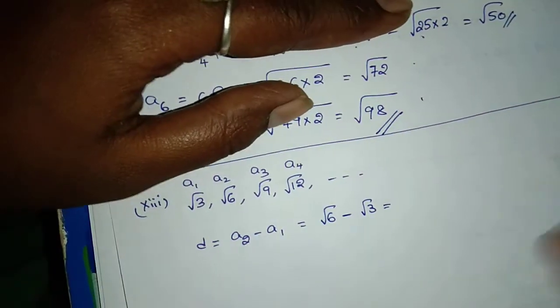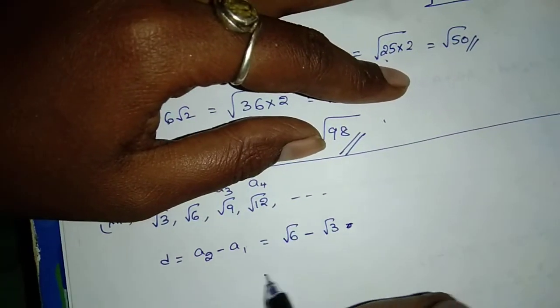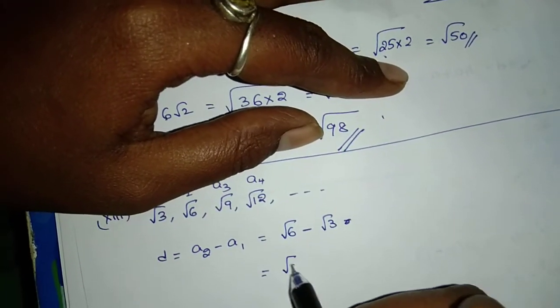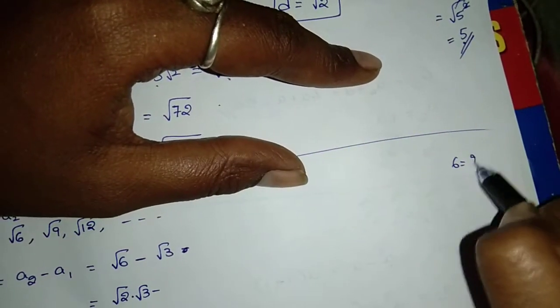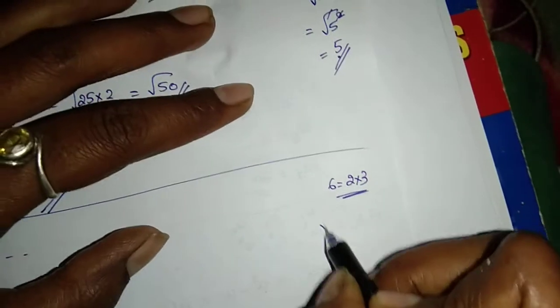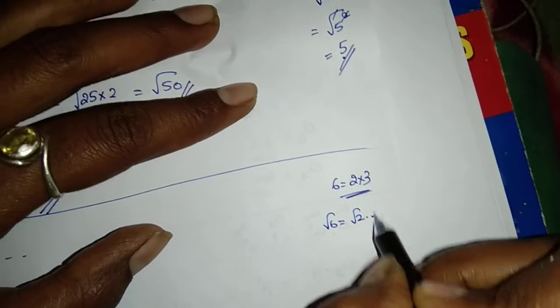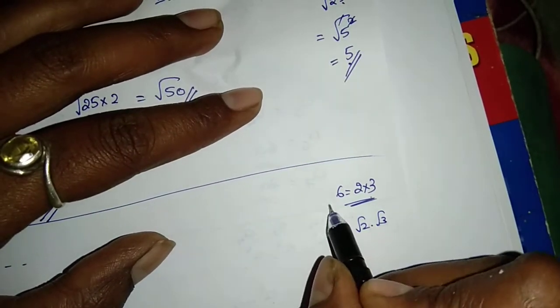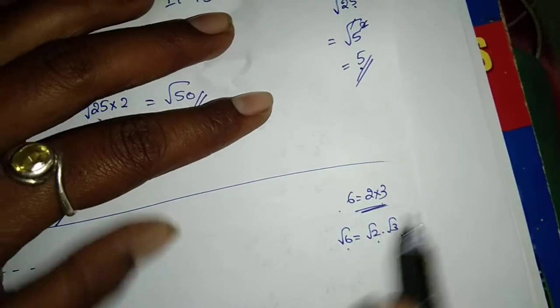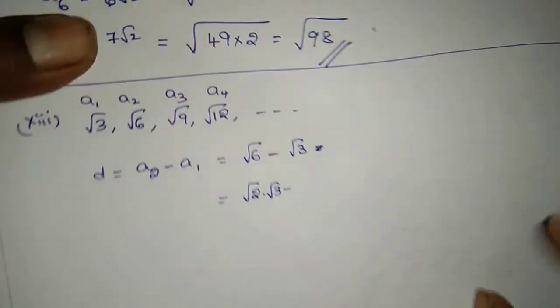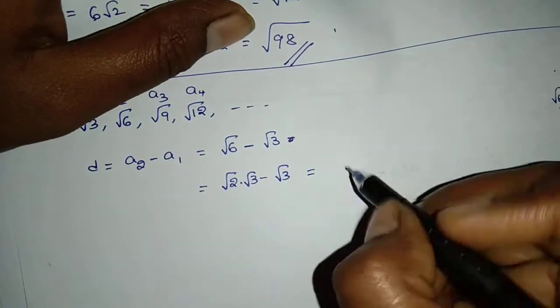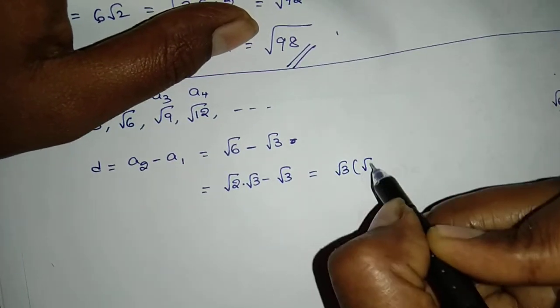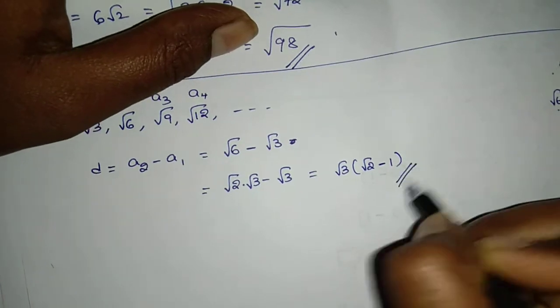Shall I write root 6 as, here only I am writing, root 2 into root 3? Why? Because 2 3s are 6. In the place of root 6, root 2 into root 3. Did you understand? 2 3s are 6, so root 6 equals root 2 into root 3. In the same way I have written here, root 3 again. Shall I take root 3 common then? Take root 3 common. Then what is remaining? Root 2 minus 1. Let it be like this only.